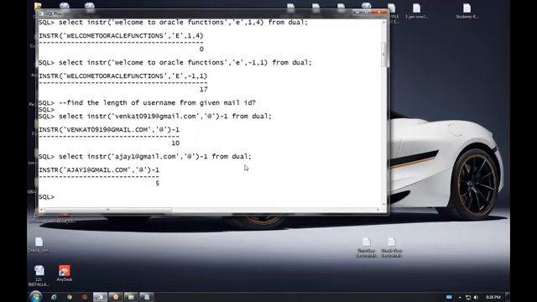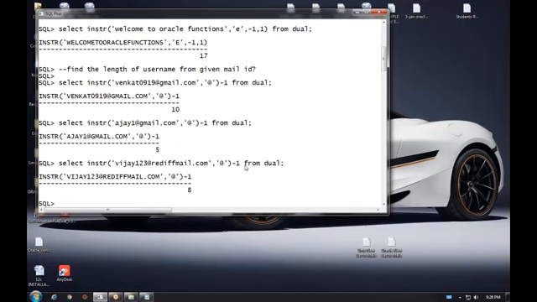Suppose, let me change to another mail ID. Vijay123@rediffmail.com. You will get exactly the same username length. There is no mistake at all. I hope you understand how to find it out. So this is about INSTR.